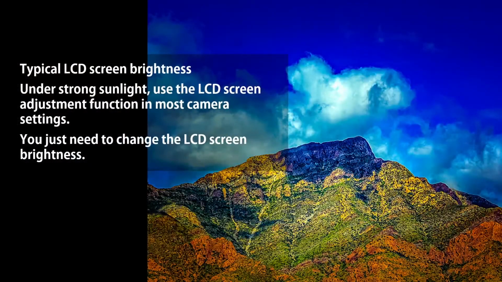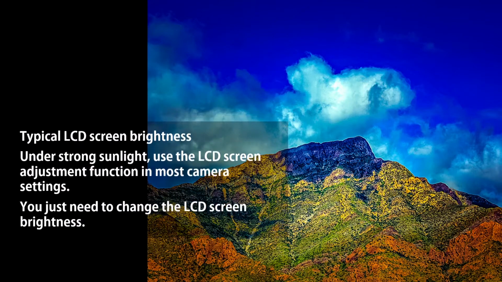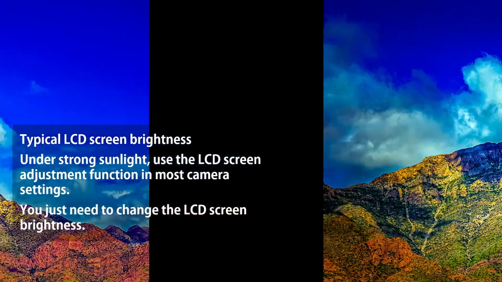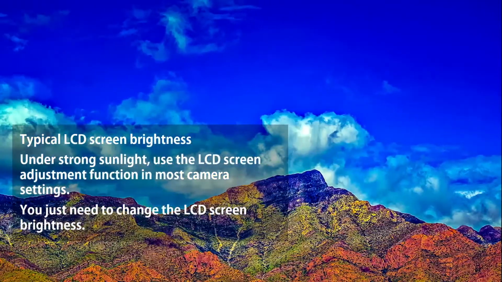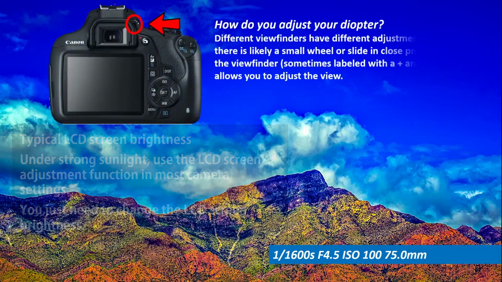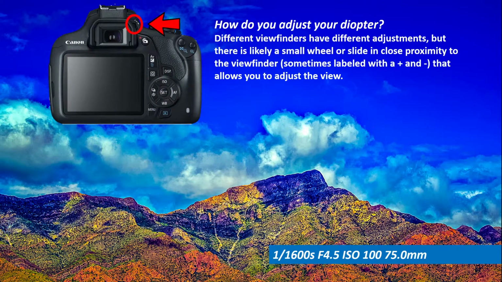Typical LCD screen brightness. Under strong sunlight, use the LCD screen adjustment function in most camera settings. You just need to change the LCD screen brightness. How do you adjust your diopter? Different viewfinders have different adjustments, but there is likely a small wheel or slide in close proximity to the viewfinder, sometimes labeled with a plus and minus, that allows you to adjust the view.